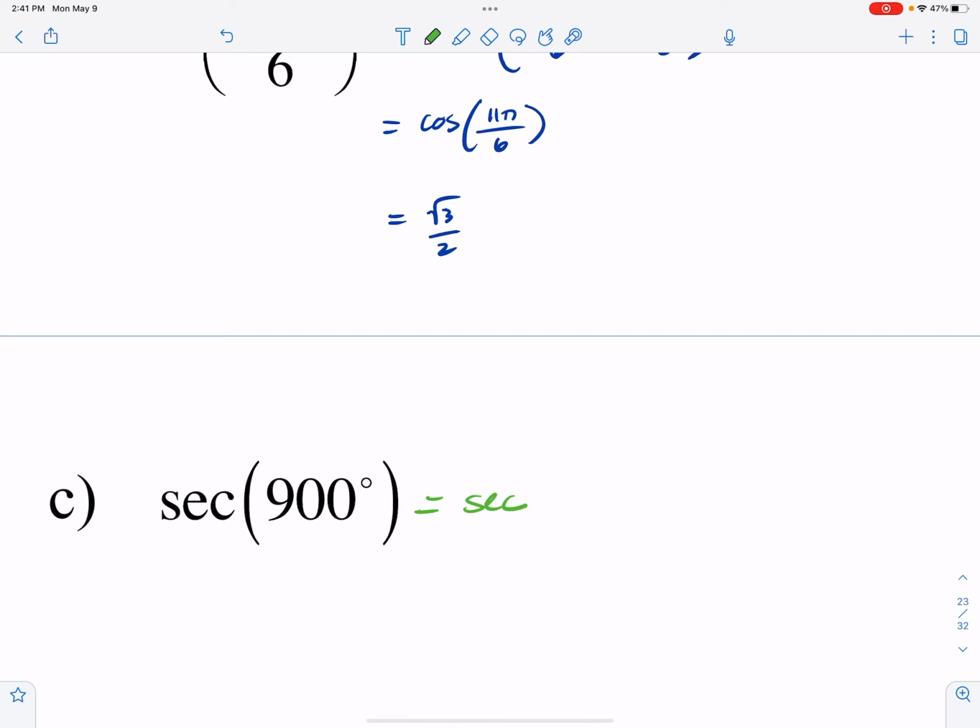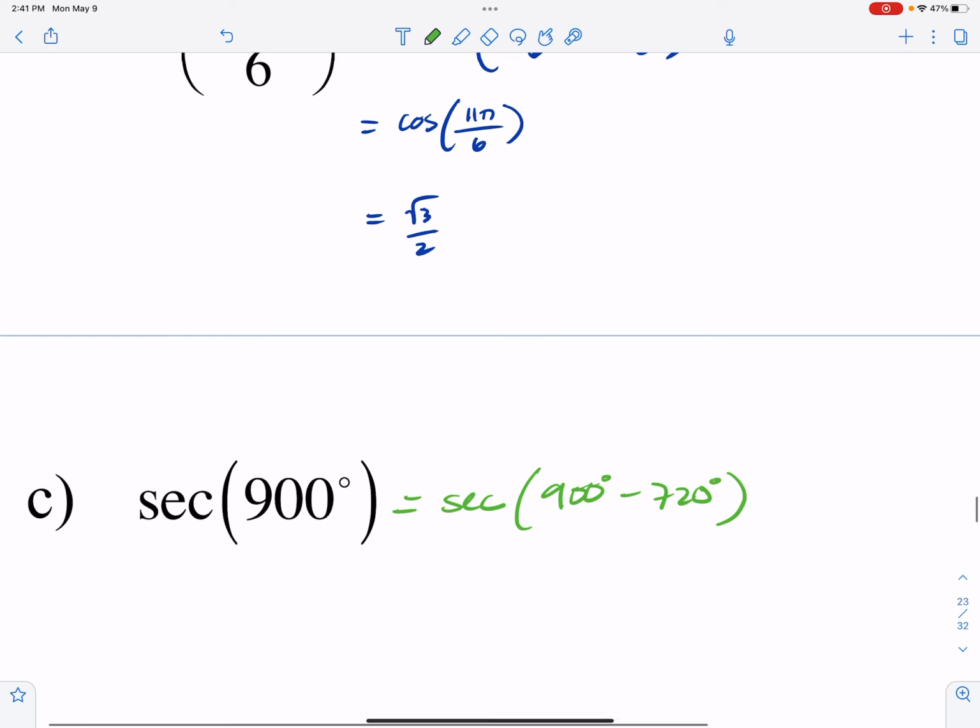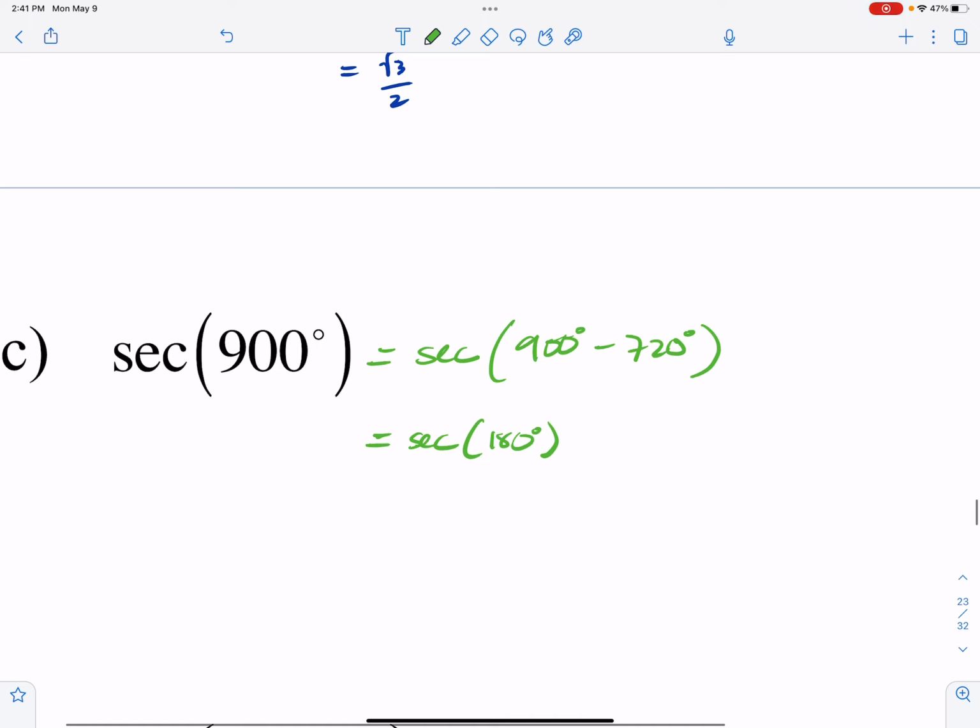Okay, and then for secant of 900 degrees, well, we could find the coterminal angle first. So that would be equal to secant of 180 degrees. Secant is the reciprocal of cosine. So this would be 1 over cosine of 180 degrees. Cosine of 180 degrees is -1, and its reciprocal would just be -1.